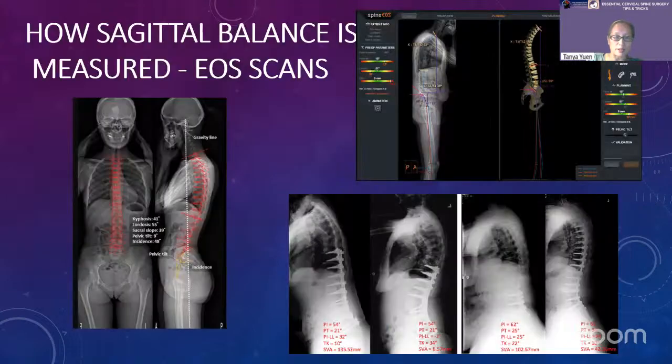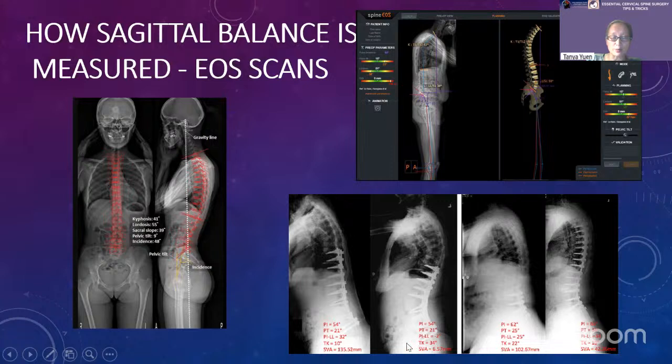Actually, I'll just go back. So here you can see an example. There's one parameter called an SVA, which basically implies that the head is well forward of the rest of the body. And as you can see here, there's a lot of strain on the back in order to stand upright. And after the appropriate surgery, where there's recreation of the lordosis, you can see that the head is cantilevered back over the rest of the spine, and that's a more relaxed position.